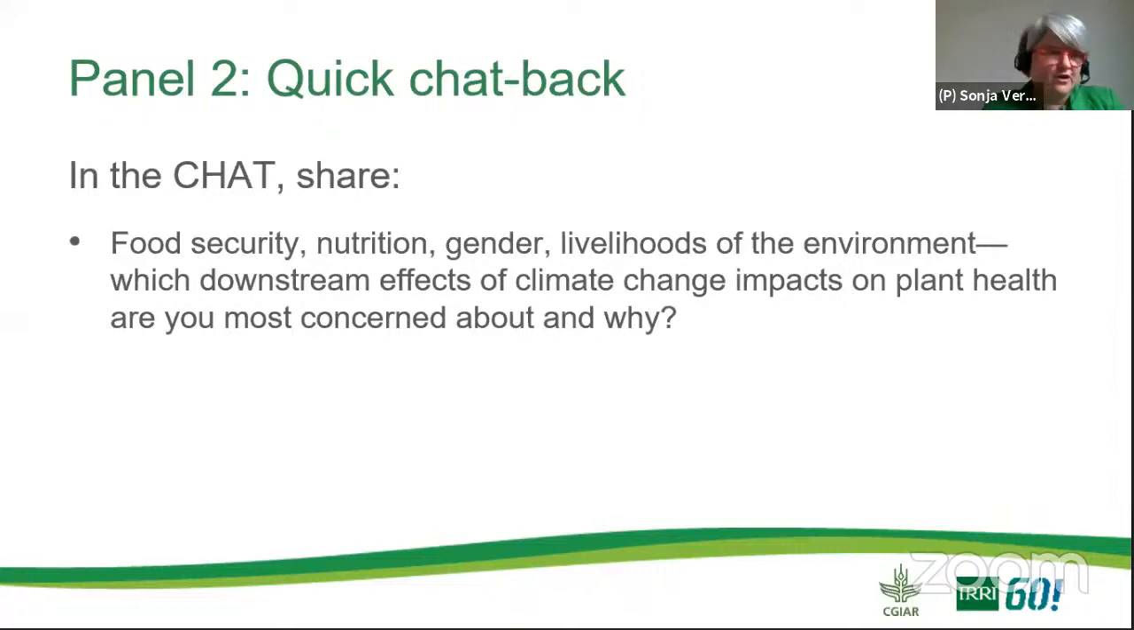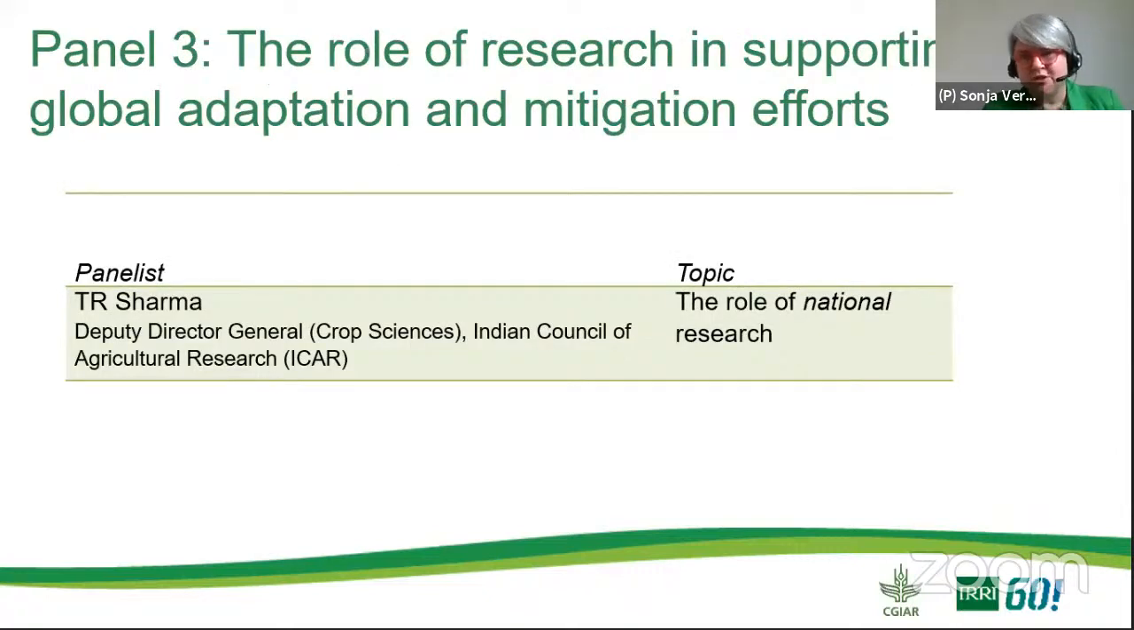We'll now move to the third and final panel, which looks at what the research community can do. What is the role of research in supporting global efforts to both mitigate and adapt to climate change challenges to plant health? Our first speaker on the panel is T.R. Sharma, who's Deputy Director General for Crop Sciences at the Indian Council of Agricultural Research. T.R., please, over to you.